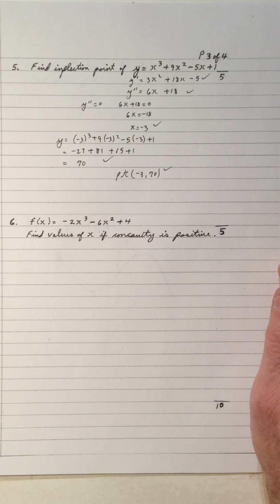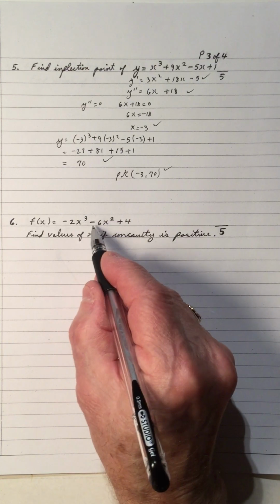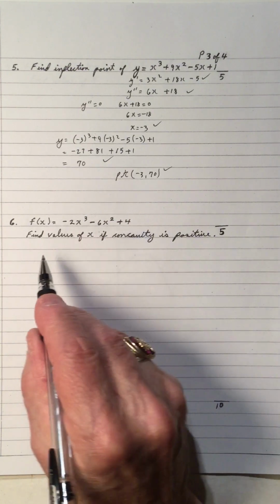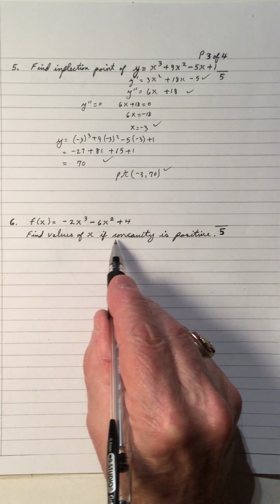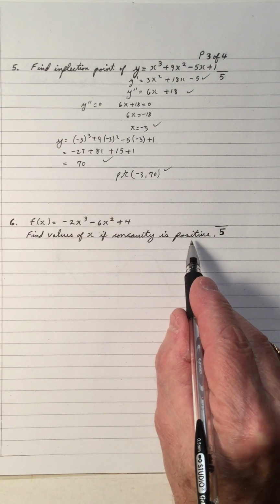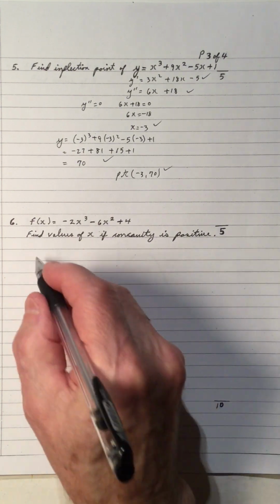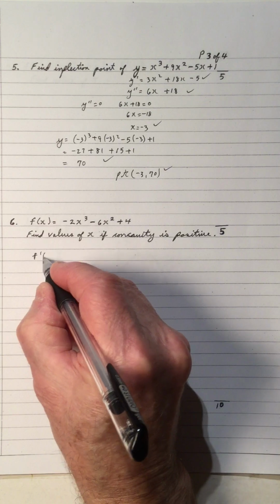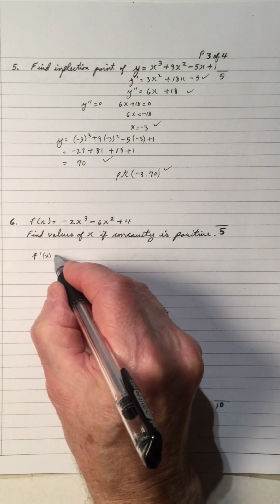Number 6, f of x equals negative 2x cubed minus 6x squared plus 4. Find the value of x if the concavity is positive. Again, we have to do the first derivative. The first derivative gives the slope of the tangent.